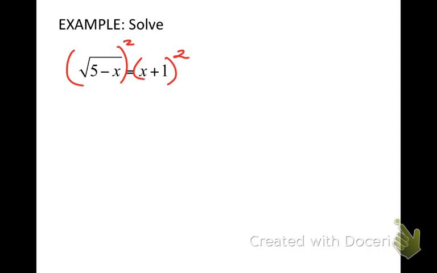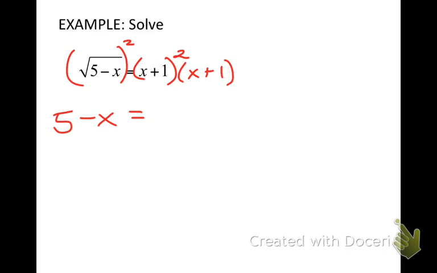The left side's easy; the square root just goes away, so I'm left with the radicand of 5 minus x. But what's going to happen on my right side? What do I have to do to x plus 1 to square it? Multiply it by another x plus 1. Would you have to FOIL it?